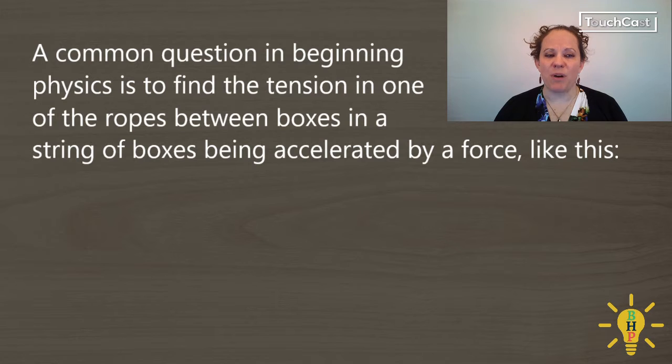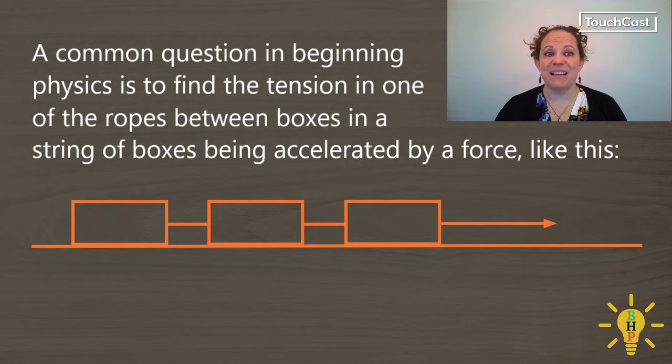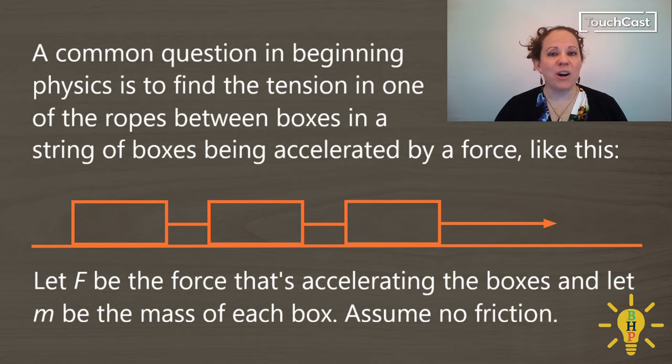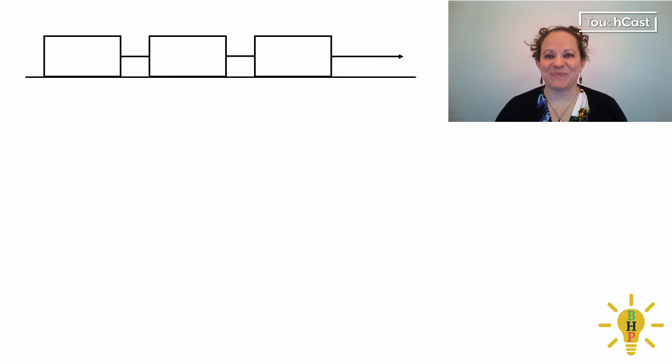So this very typical problem has a series of boxes that are tied together like this and being accelerated by a force. We are going to let F be the force that's accelerating the boxes and let M be the mass of each box. Assume there's no friction. So let's figure out how to solve this problem for the last box. The first thing that we're going to have to do is find the acceleration of this entire system.